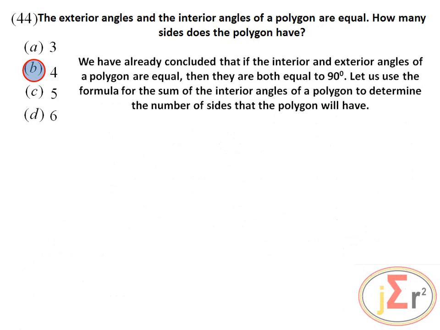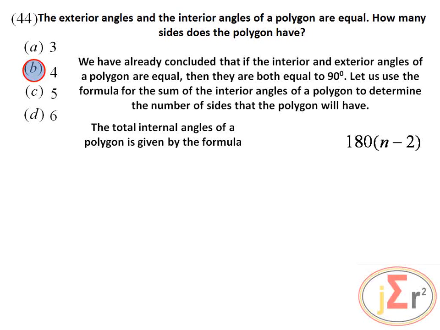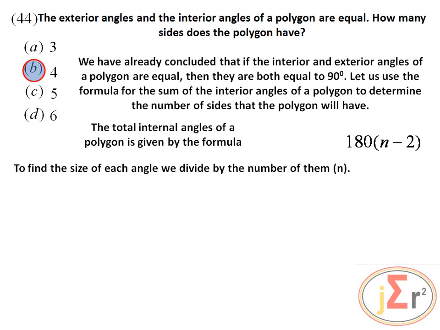We have already concluded that if the interior and exterior angles of a polygon are equal, then they are both equal to 90 degrees. So let us use the formula for the sum of the interior angles of a polygon to determine the number of sides that the polygon will have. The total internal angles of a polygon is given by the formula 180 multiplied by n minus 2, where n is the number of sides. To find the size of each angle, of course, this is the sum of all of the angles.